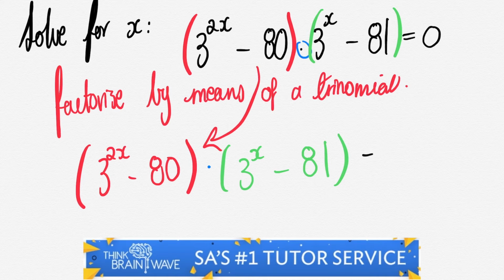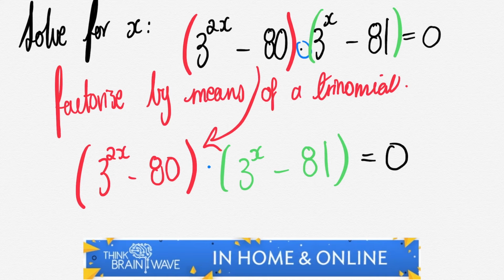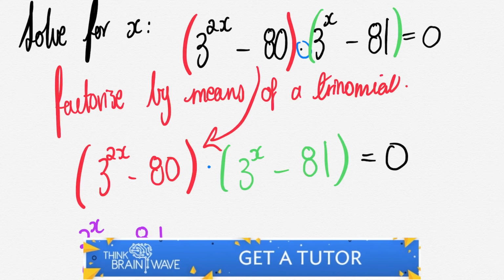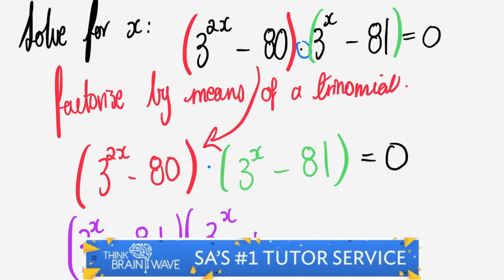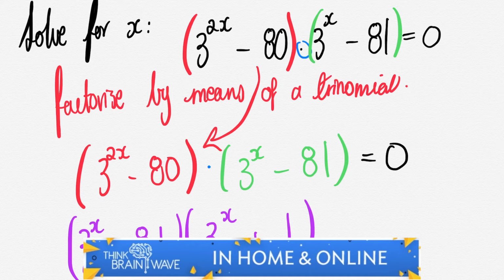This is still equal to 0. However, now we need to look at where we're going to go from here. 3 to the power of x minus 81 and 3 to the x plus 1 is achieved by doing the cross method.